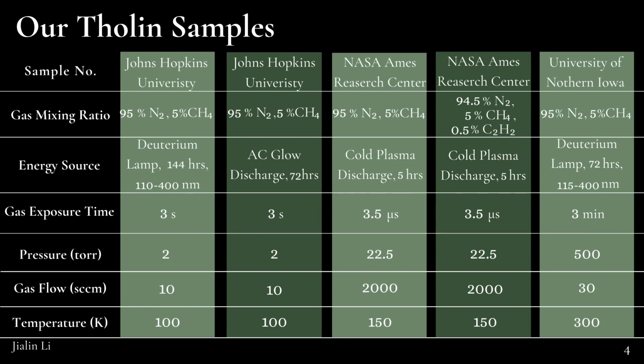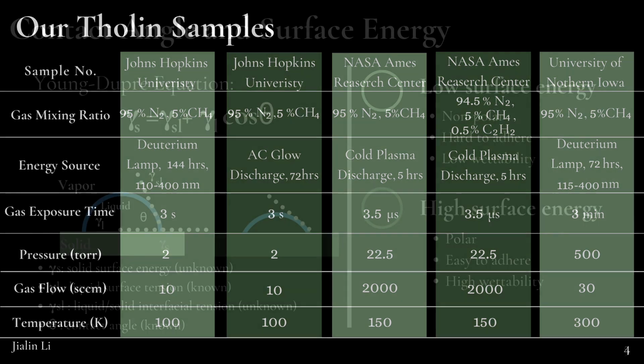We're using a variety of samples because each lab produced Tholin under different experimental conditions and has different setups. There are too many variables, and even a small change to one of these variables could cause Tholin to have different properties. The properties of Tholin produced by Johns Hopkins University have been measured before by Yu et al., but the solid Tholin produced with these different laboratory setups have never been cross-compared before.